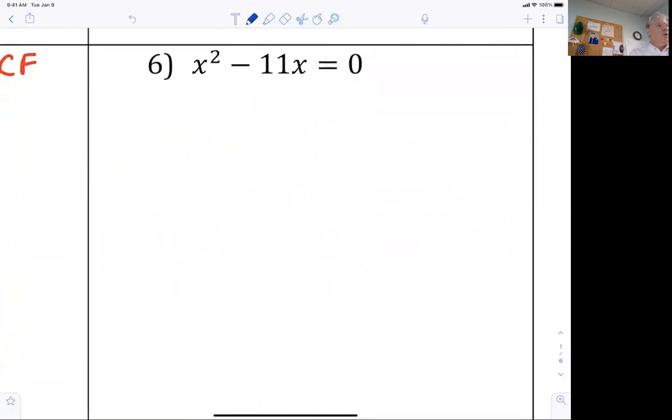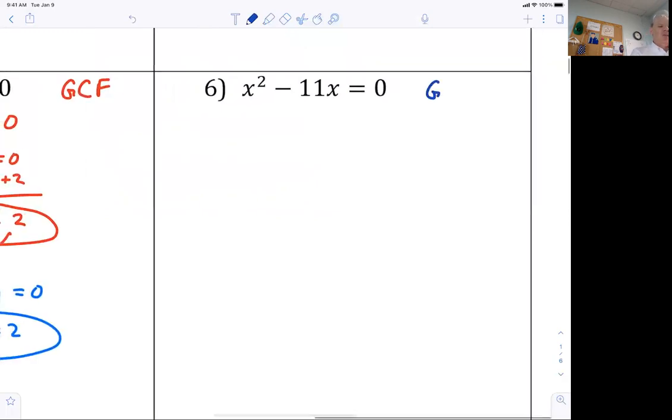So here we go. For question number 6 now, as we go down the page. The first step is always find if there is a GCF. So there's an x. So all we do is we factor out an x. So we put x, and then we say what? x minus 11.